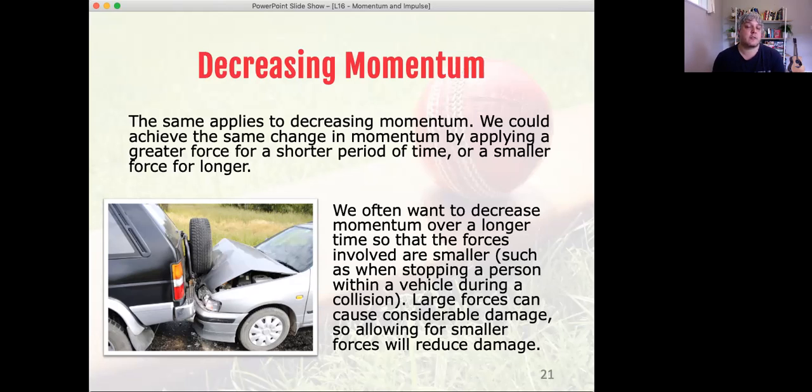That's the purpose of cars crumpling, as per that image there. By crumpling the car, the person travels a bit further than they would otherwise, which means they can take a little bit longer to decelerate and the forces involved can be a bit less.